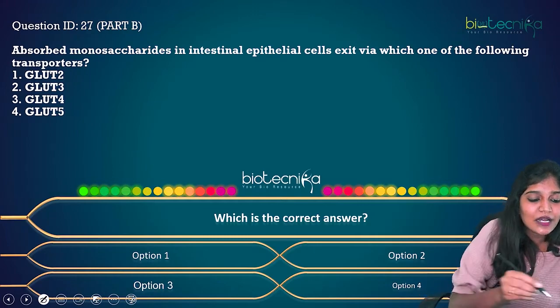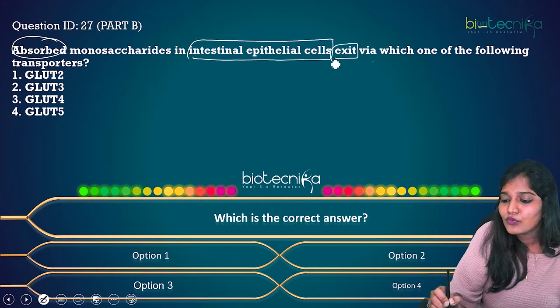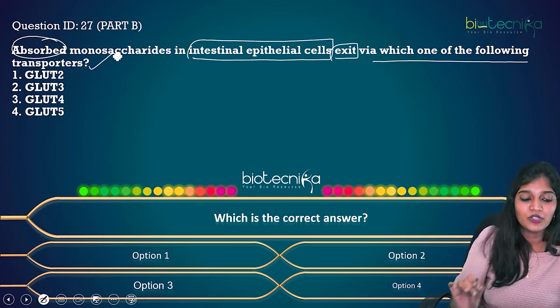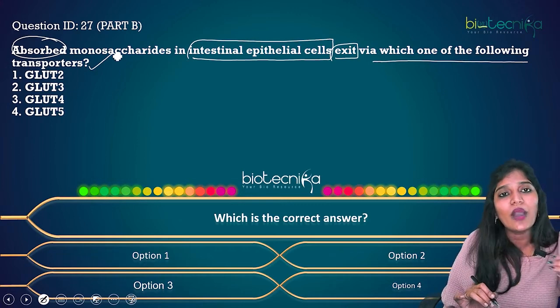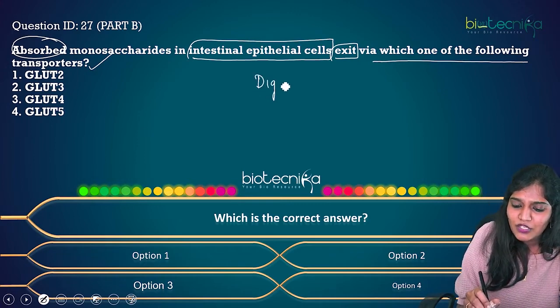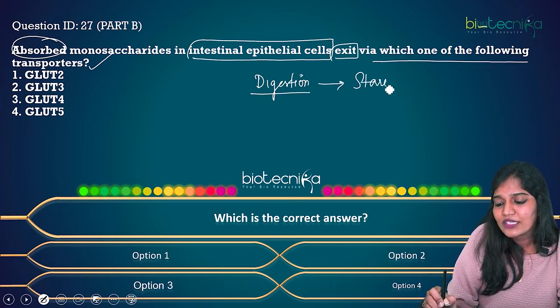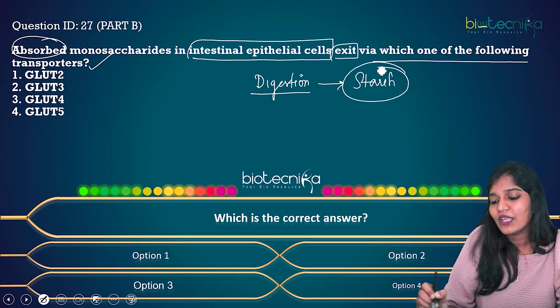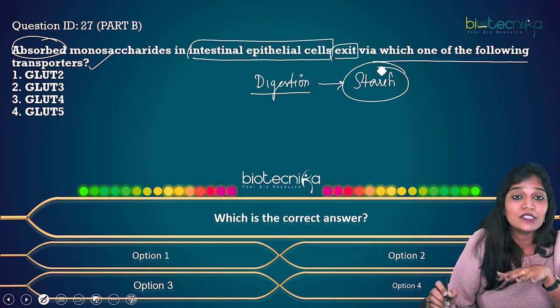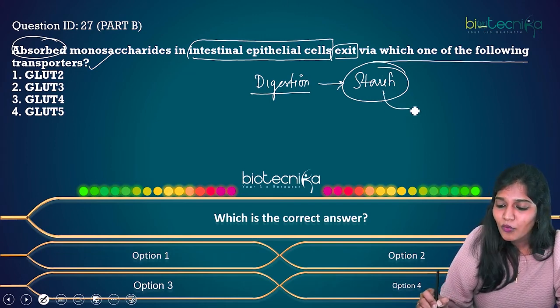So the next question is: absorbed monosaccharides in intestinal epithelial cells exit through which of the following transporters? Yes, we already know how the blood is absorbed. Suppose we have to talk about digestion. Whatever food we eat, what exactly happens? We eat starch, and most of the starch digestion will take place in our mouth, and the rest of the starch digestion takes place in the small intestine, very specifically in the duodenum. So what exactly will happen?